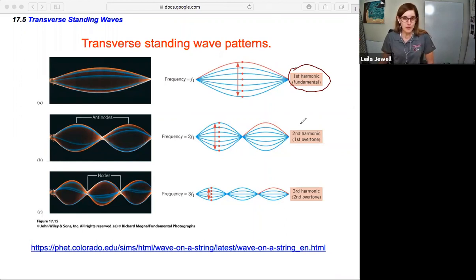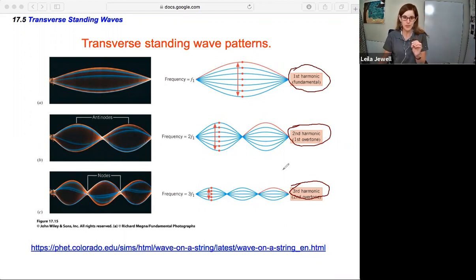But it's also possible to create this standing wave that has two loops, right? This is known as the second harmonic. And it turns out the frequency is exactly double that of the fundamental, the first harmonic. Similarly, we could create a third harmonic, and this has three loops, right? And it has a frequency that is 3 times the fundamental.